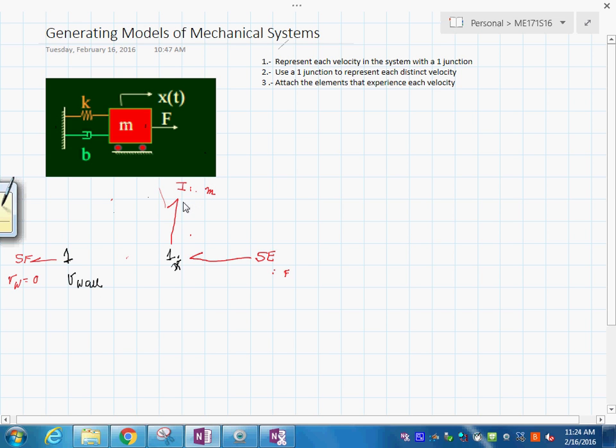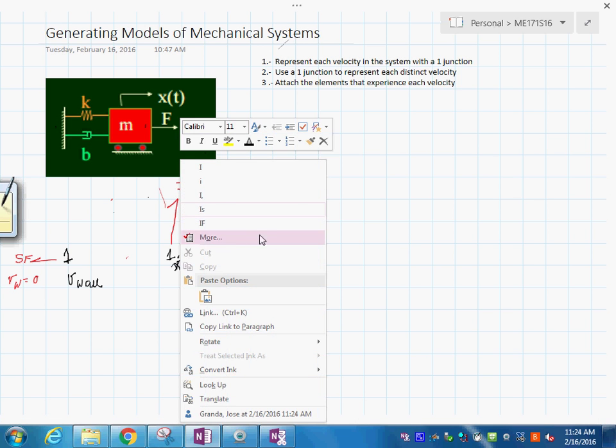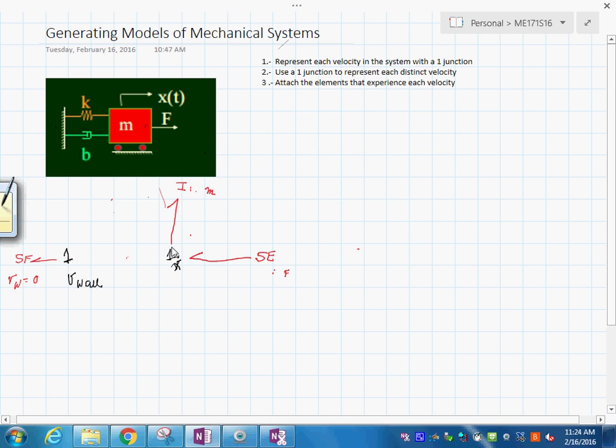And then in number 4, you're going to say use zero junctions to represent the difference in velocities.